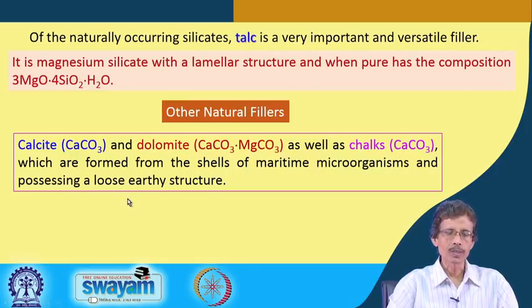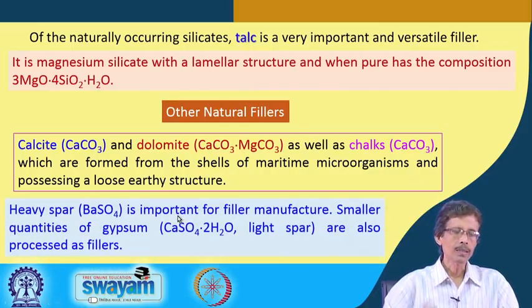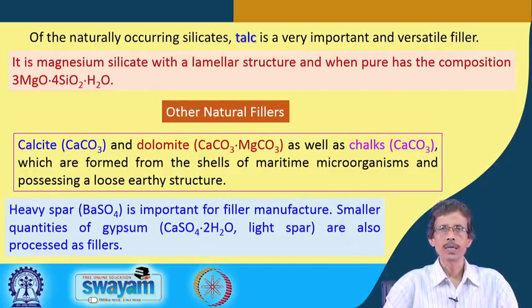Since all of them originate from marine microorganisms, they have a very loose earthy structure. Then if we go from magnesium to barium, we have heavy spar, which we saw earlier, where we use barium sulphate for the isolation of barium and other barium compounds. So, the naturally occurring ore material, barium sulphate, can also be a useful filler material. And smaller quantities of gypsum, like dolomite, can also be useful.